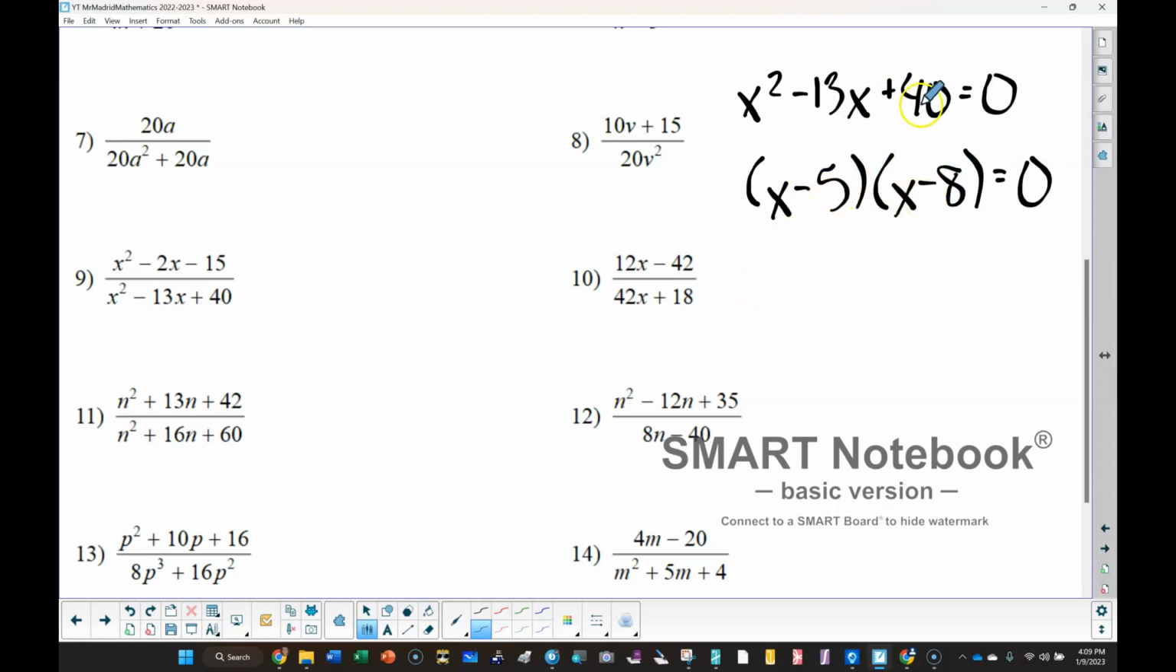This times this is +40. This plus this equals -13. So what this says is if this is 0, the whole thing is 0, and if this is 0, the whole thing is 0. So I can put x minus 5. When does that equal 0? And I can put x minus 8. And when does that equal 0? So here, if I add 5 to both sides, I get x equals 5.